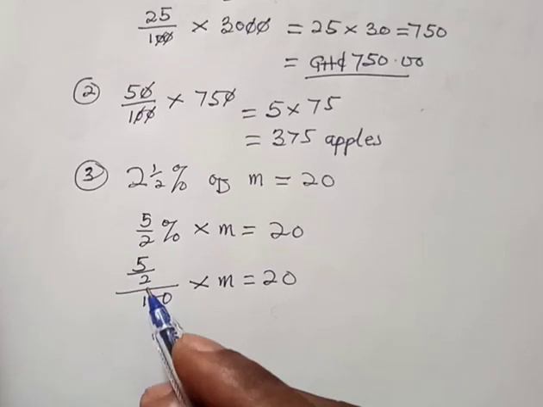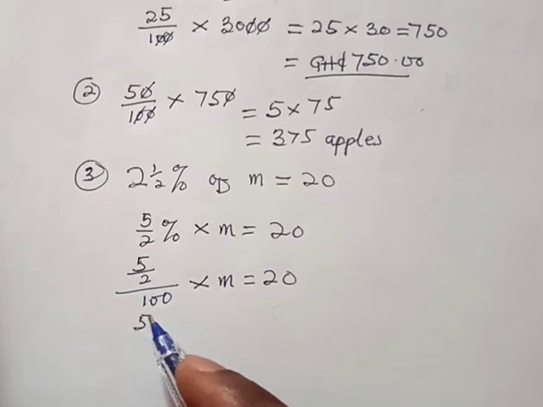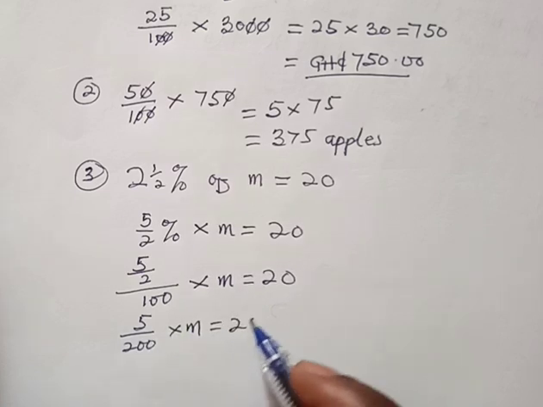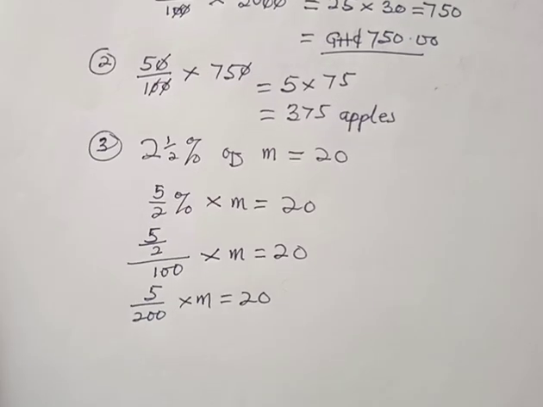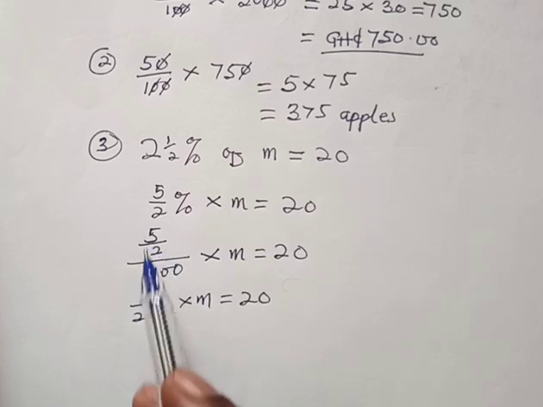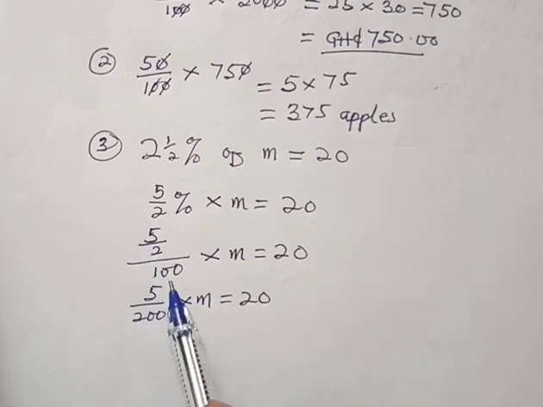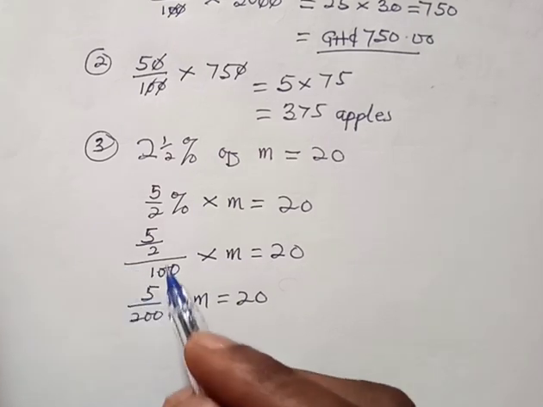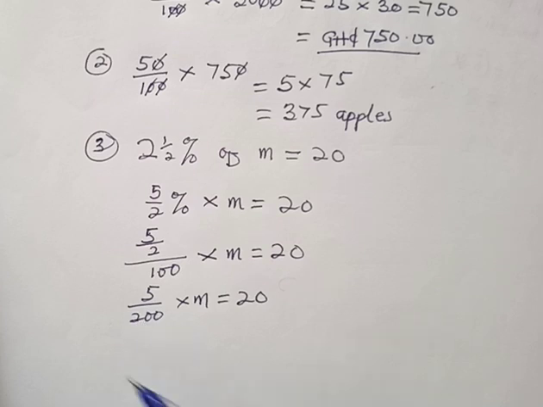If I should express this, then I'm going to get 5 divided by 200 times M, which is equal to 20. All right, great, good. So now the 200 I'm getting here, that is what? Changing this fraction. Okay, we know that there's 1 here. Now let me do it here, so that some of you who might have forgotten how we do it will see how I got the 5 on 200.